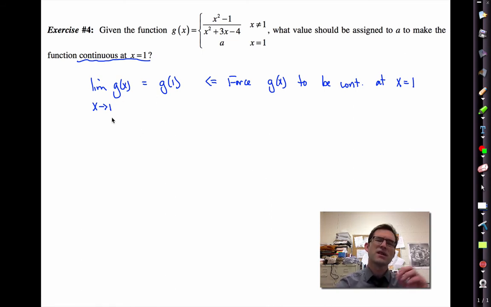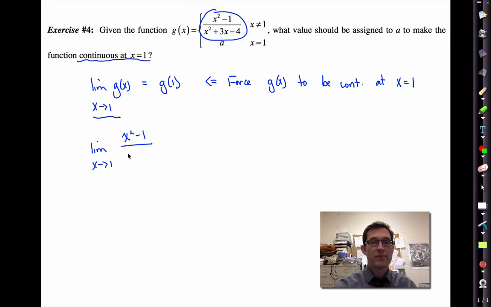The limit of g of x as x goes to 1. Well, what curve are we on as x gets infinitesimally close to, but doesn't hit 1? Well, we're on this, right? So this is now the limit as x goes to 1 of x squared minus 1 over x squared plus 3x minus 4. And what's g of 1? Well, that's a. So this is great because now I have a roadmap. I'm just going to let a equal whatever the value of this limit is if I can find it.